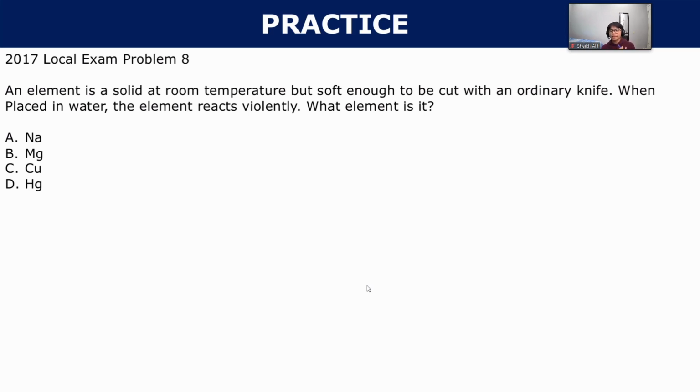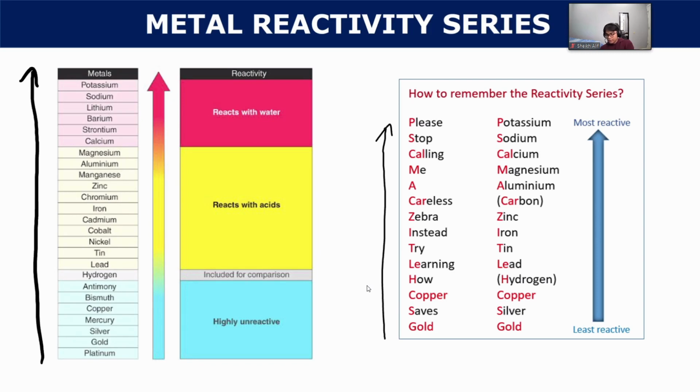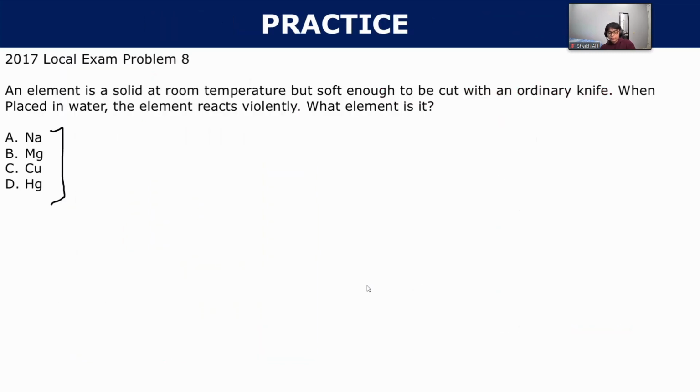An element is a solid at room temperature, but soft enough to be cut with an ordinary knife. When placed in water, the element reacts violently. Which element is it? This is going to be our metal reactivity series. Let's take a look at each of the four choices. First of all, we have sodium. We know that sodium is going to be highly reactive. It's right here. Sodium is a possibility because it says the element reacts violently when placed in water. So Na is an option.